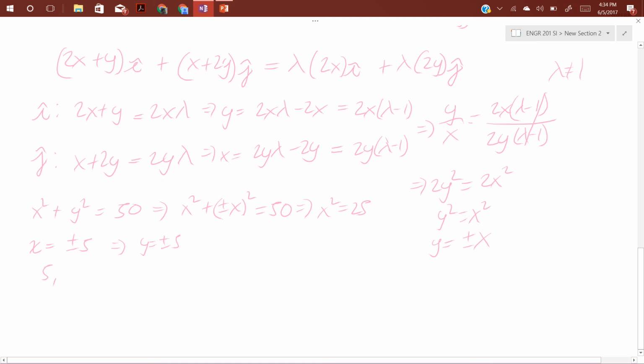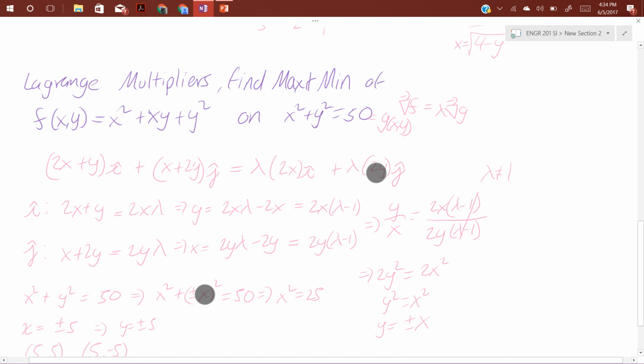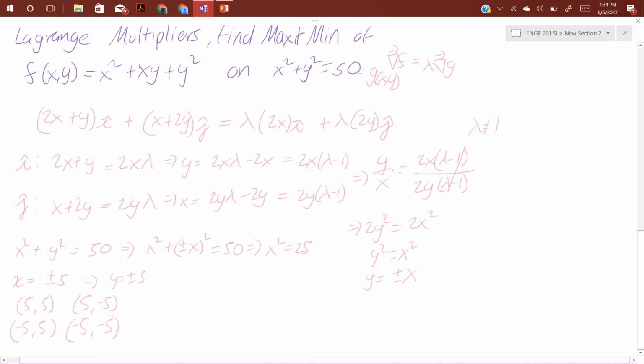We have a positive 5, positive 5. We have a negative 5, positive 5. Then we'll have a positive 5, negative 5. Then we'll have a negative 5, negative 5. So these are 4 different candidates that we have to plug into our original f of x, y up here at the top. And we just have to plug them in and compare them to find whether or not it's a min or a max value.